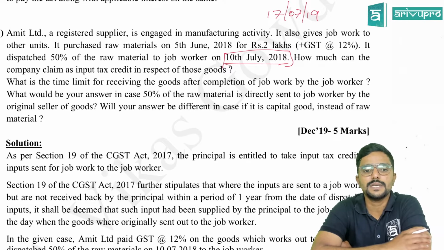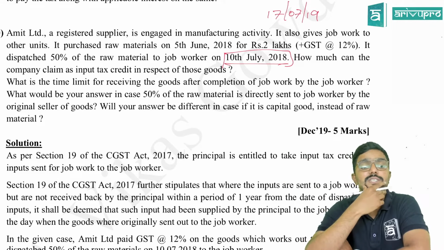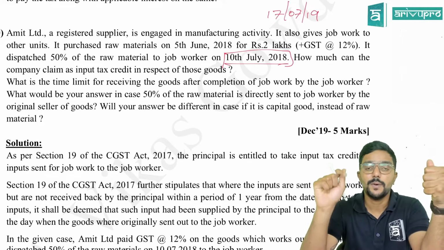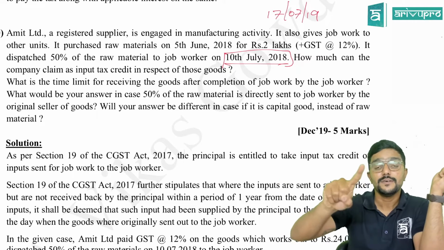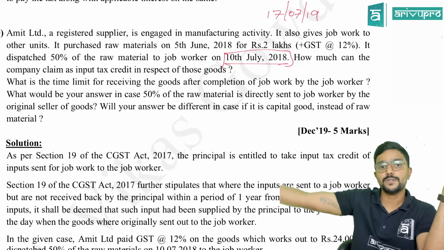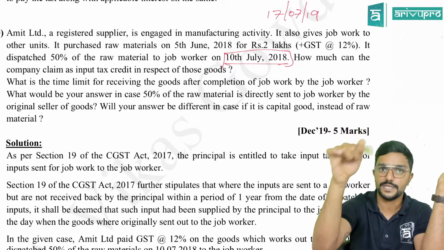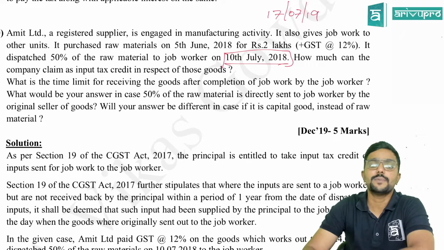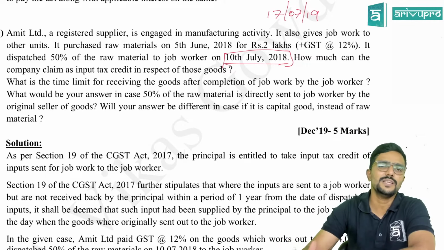What would be your answer in case 50% of the raw material is directly sent to the job worker by the original seller of the goods? Even in that case, the principal can claim the credit, but the goods have to be returned by the job worker within 1 year from the date on which he received the goods. If the goods are directly sent from the supplier to the job worker, then the 1 year time limit will be counted from the date on which he received it. Will your answer be different in case it is a capital good instead of raw material? If it is capital goods, instead of 1 year, it will be 3 years.